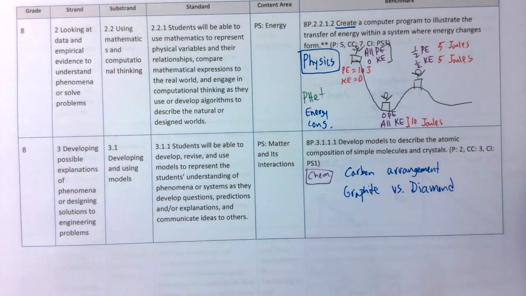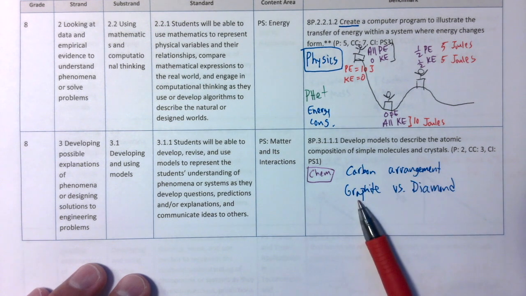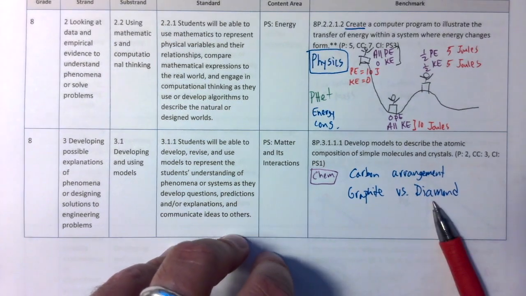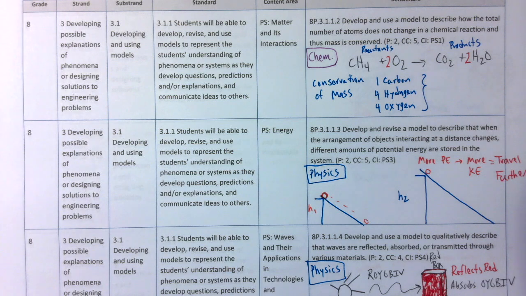The next one's a quick one. Develop models to describe the atomic composition of simple molecules and crystals. The first thing that popped into my head is if you took carbon and rearranged it in different forms to get graphite versus diamond. There's a lot of examples like that. I'm sure your book will have some.